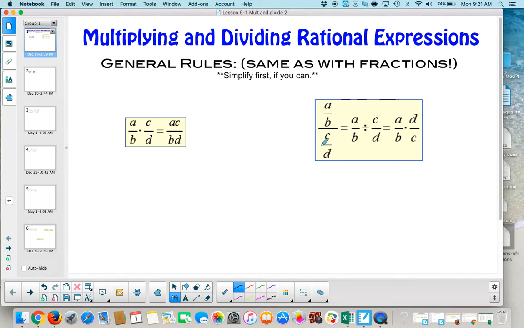With division of fractions, this is just another way to write it, with the old school division symbol. And then we're just going to change it to multiplying by the reciprocal. So it's a over b multiplied by d over c. Again, multiply your numerators, multiply your denominators, and simplify your final answer.